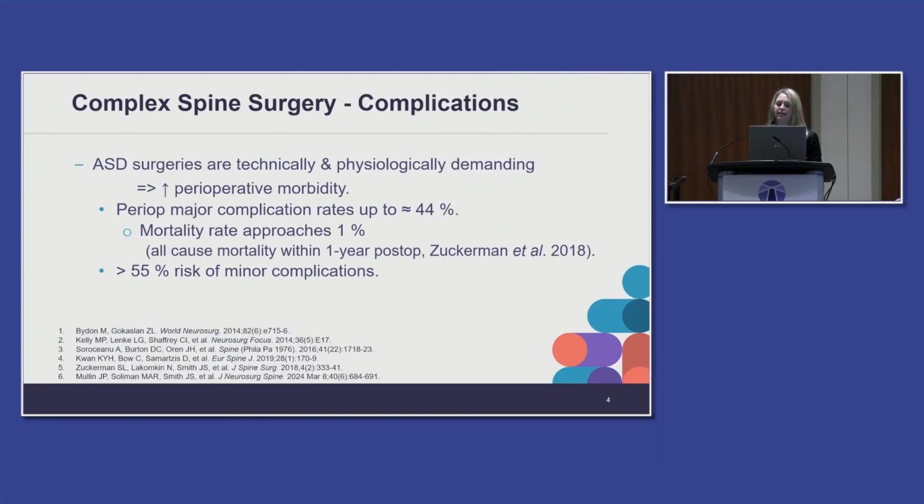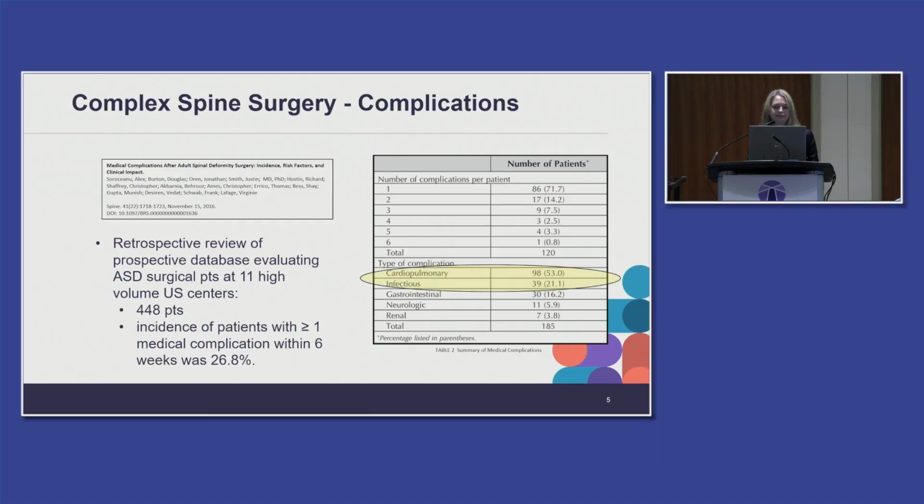Not surprisingly, these technically and physiologically demanding surgeries are associated with pretty high perioperative morbidity. Numbers listed are all over the place in the literature. The best I could nail down for major complication rates, somewhere around 44%, and the mortality rate approaches 1%. That would be for all-cause mortality within 1 year postoperatively. If you include more minor complications, it's north of 55%.